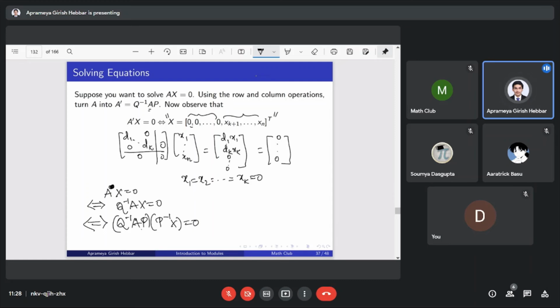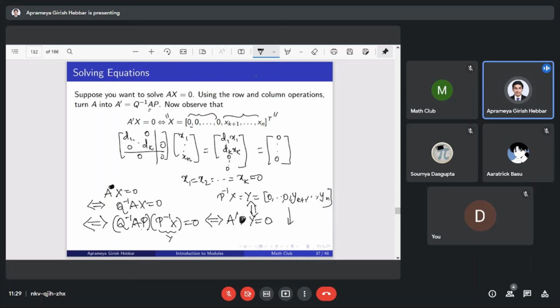So you can take this, again by associativity, so this would be A prime p inverse x. In place of p inverse x, let me temporarily put y, equal to 0, right? And we already solved this before. So this becomes y equal to 0, 0, first k all zeros, and then you have any y k plus 1 up to y n. But this was what I substituted for p inverse x.